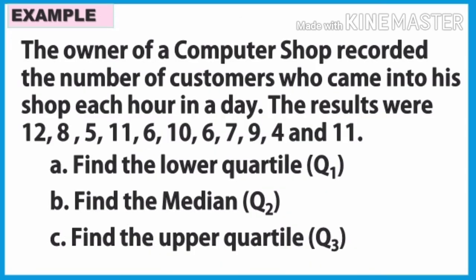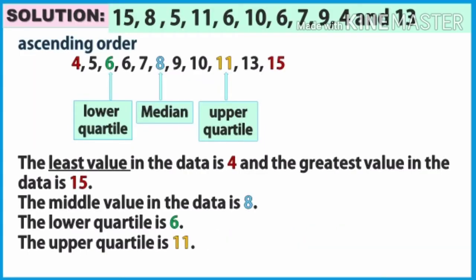Okay, now so let's have an example. The owner of a computer shop recorded the number of customers who came into his shop each hour in a day. The results were 12, 8, 5, 11, 6, 10, 6, 7, 9, 4, and 11. Okay, so A, find the lower quartile, find the median, and find the upper quartile. So let's have the solution. Okay, we have the given data 15, 8, 5, 11, 6, 10, 6, 7, 9, 4, and 13.